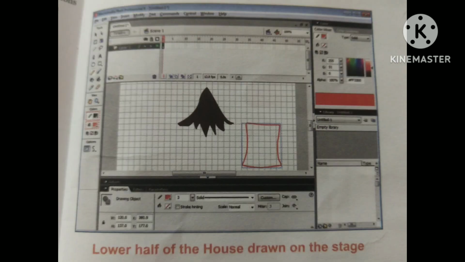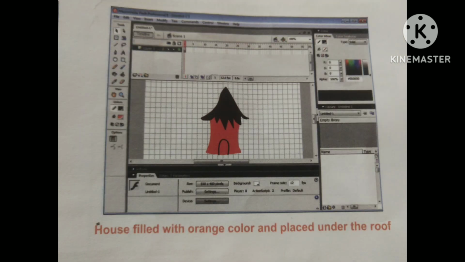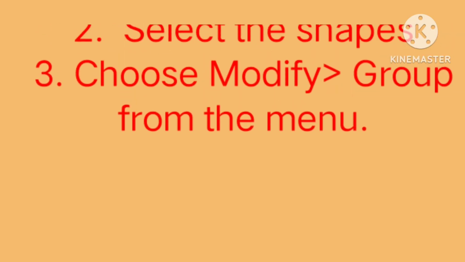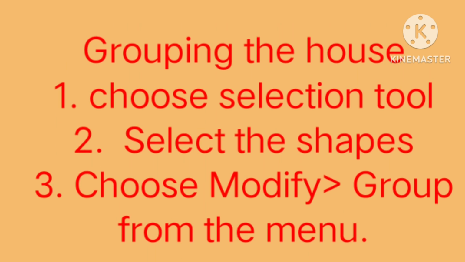Now we are going to draw the bottom of the house. Then we can change the color. Then we should group the top and bottom of the house. For this purpose you should select the whole image. Then you should go to the modify menu. Then you should select group from the drop down. Now our image will be grouped.